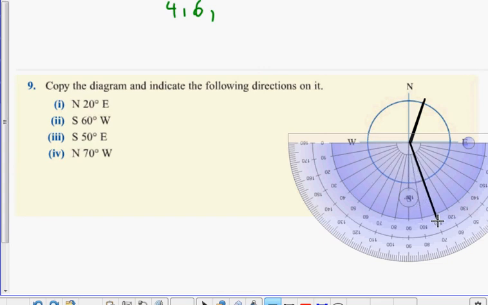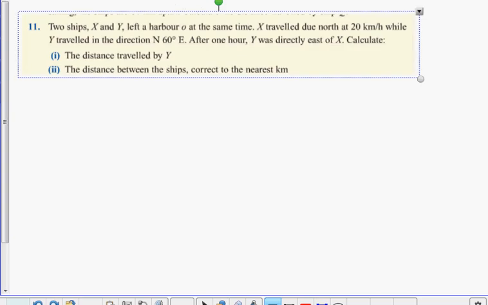1, it's still my right. 2, 3, 4, 5. That's 50 degrees. South 50 degrees east. Everybody get the gist of how to do that? Okay. Now, what I might ask you next is, they're very fond of giving you simple triangle questions.